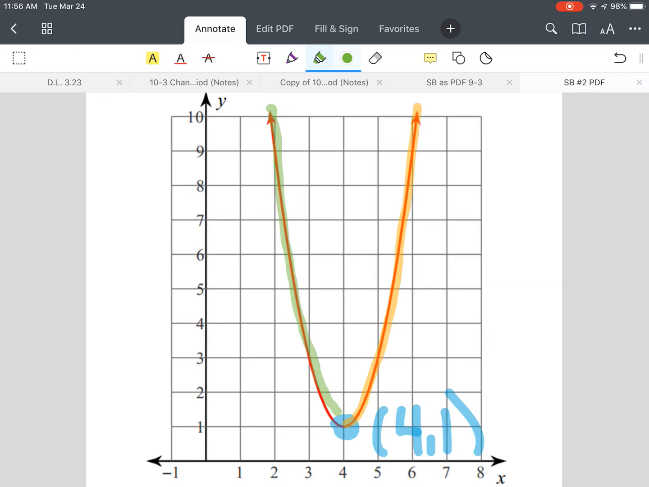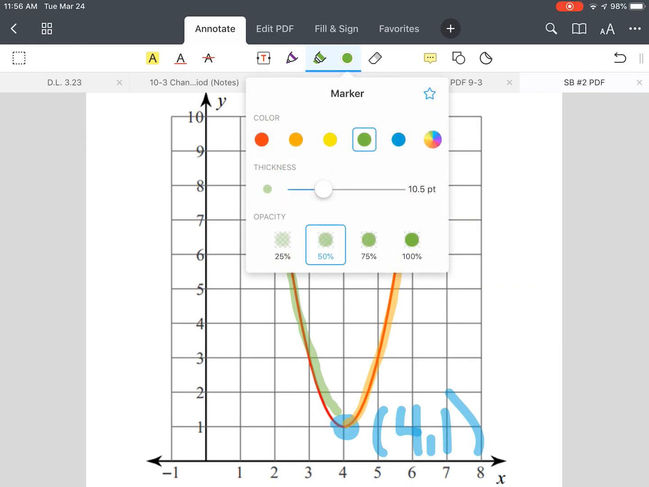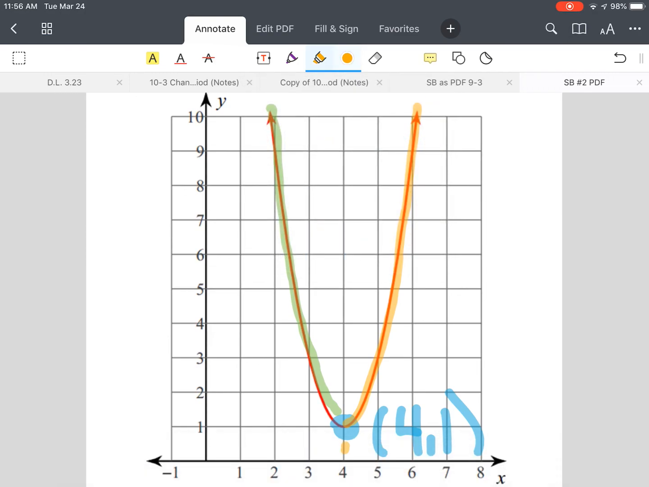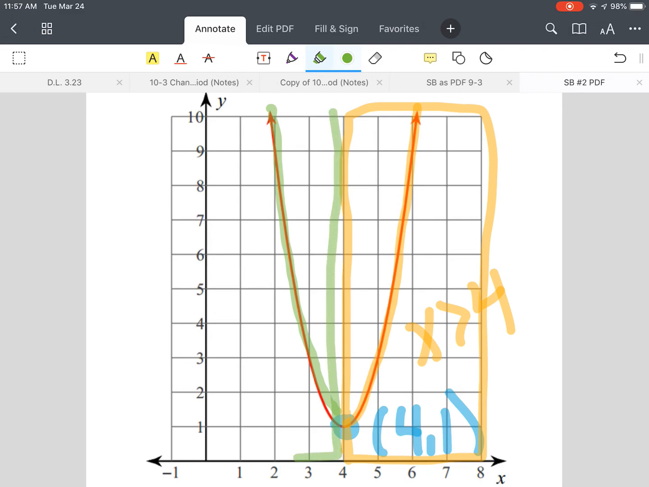Okay, so I'm increasing in this orange section. So that starts here and goes all the way to the right. So I'm increasing, starting at x is 4 and going all the way to the right. So I'm increasing when x is greater than 4. Well, let's talk about where I'm decreasing. Decreasing in this section. Again, starting at x is 4, but going to the left. So x is less than 4 is where I am decreasing.